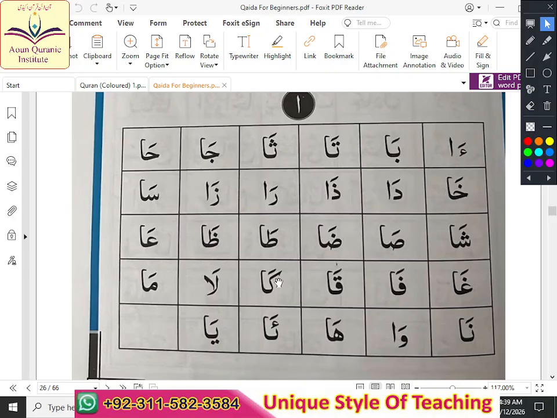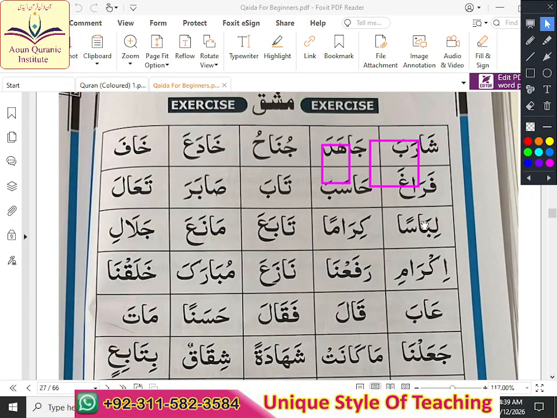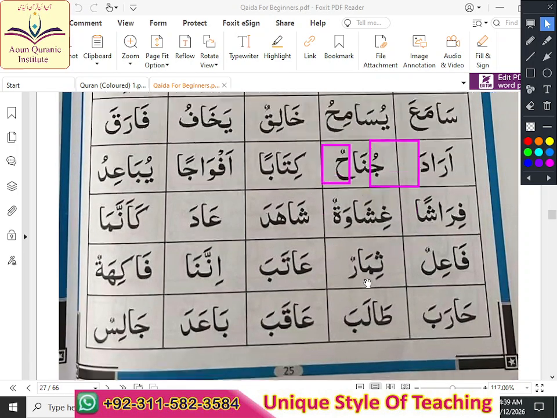Okay, so there are examples. Any two examples, read please. Ba, ta. Done. Mashallah. So there are examples for alif, and there is an exercise for alif. Okay, the whole page.